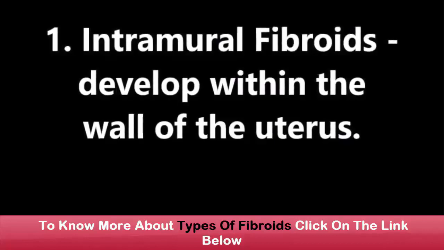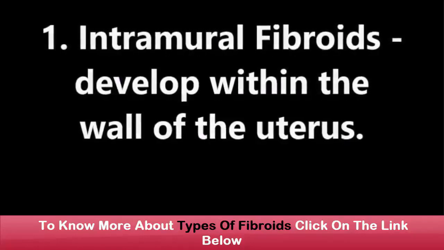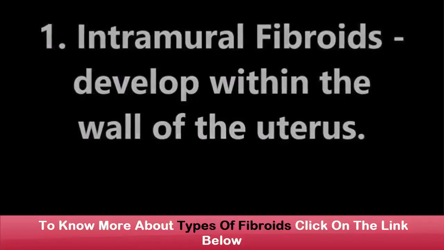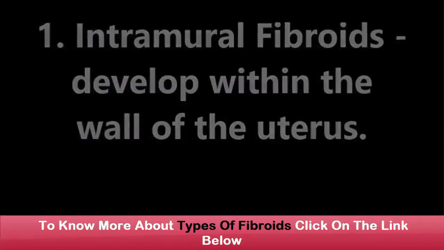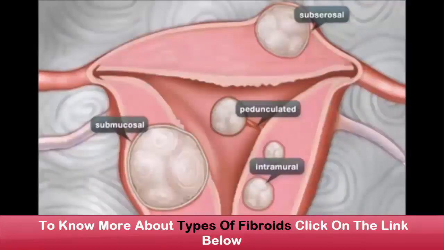Particular symptoms associated with these types of fibroids include pain and pressure in the pelvic region and also prolonged and heavy periods. From the diagram, you can see where intramural fibroids are usually located.